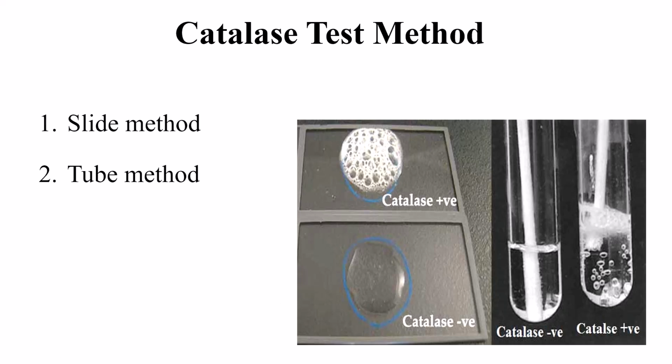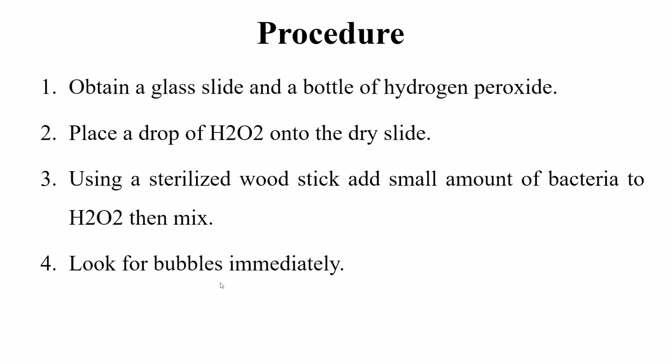For the catalase test we have two methods: the slide method and the tube method. Here are the results of the slide method: this is catalase positive and this is catalase negative. For the tube method, catalase negative looks like this in the tube, while catalase positive looks like this, and here are the bubbles that indicate it is positive for the catalase test.